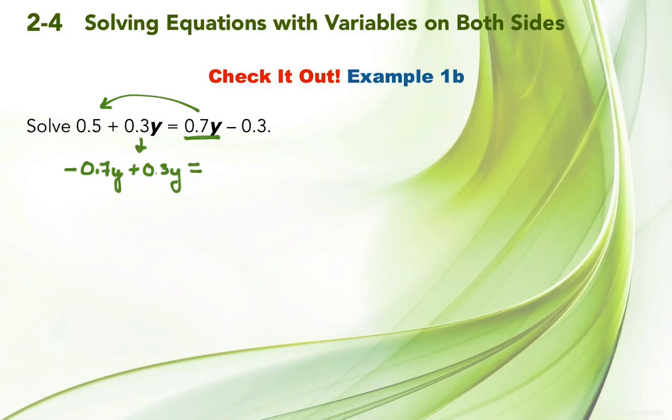Equals, now this one over here doesn't have a number or letter to it, so it's got to go to the right. So that would make it a negative 0.5. It's not there anymore, and that is not there anymore. And this is going to be a negative 0.3. It's not going to change, so it's going to drop right down.